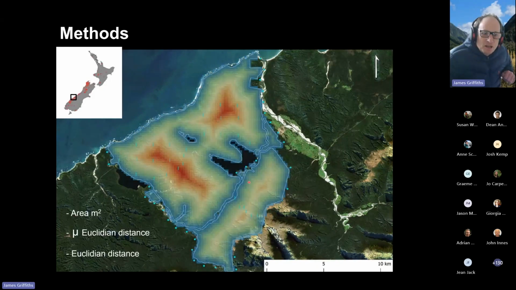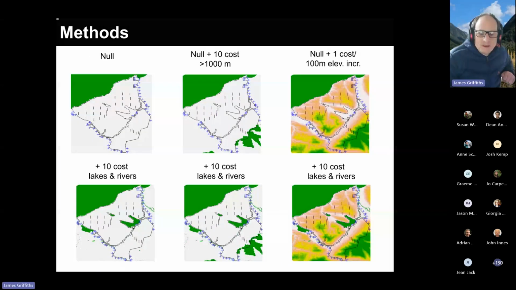And then for each of these polygons, we created a Euclidean distance surface. So the red pixels at the center are the furthest away from the treatment boundary. They each have a value which relates to the distance between them and the treatment edge. We calculated from those a mean Euclidean distance for each treatment polygon, the Euclidean distance between each tracking tunnel and the edge, and we also calculated the total area covered by treatment in meters squared.